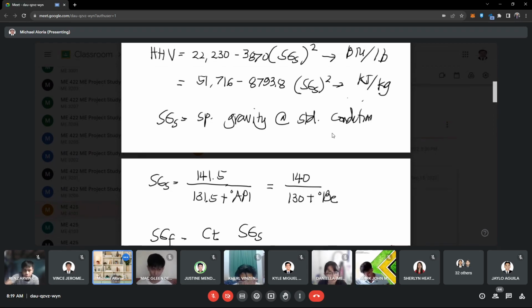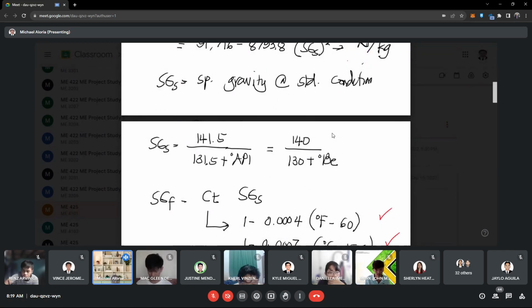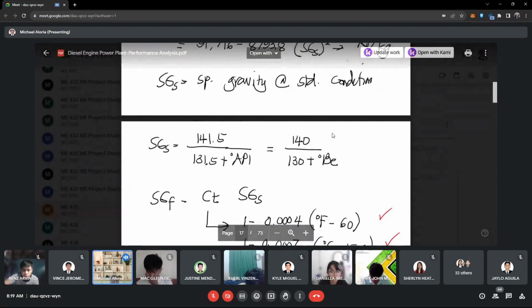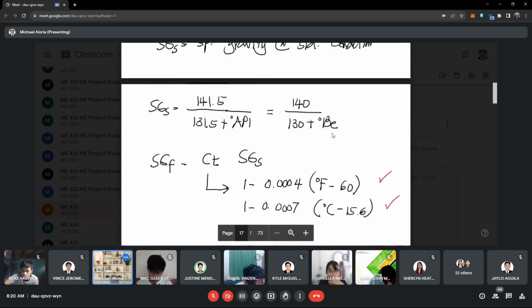Now, if we are going to evaluate your specific gravity of the fuel at a given temperature, so meron tayong tinatawag na temperature correction factor. It is being multiplied to your specific gravity at the standard condition. So the specific gravity of the fuel is equal to CT, your temperature correction factor, times your SGS. How can we define your CT?